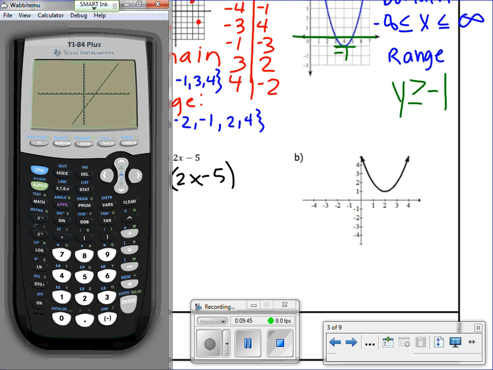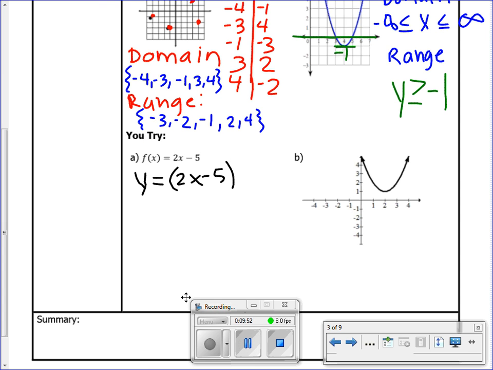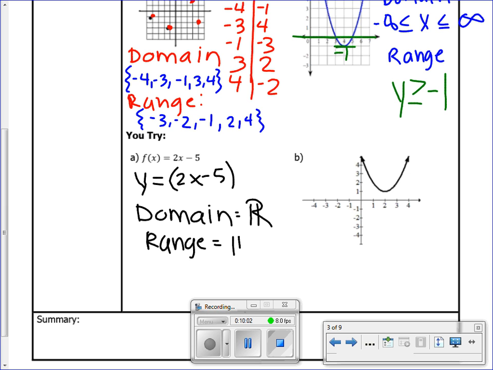And you can see that this is a line, and this line is continuous. Because this is continuous, this means that my domain is going to be all real numbers, and my range is also all real numbers. There is no particular point where this line stops.